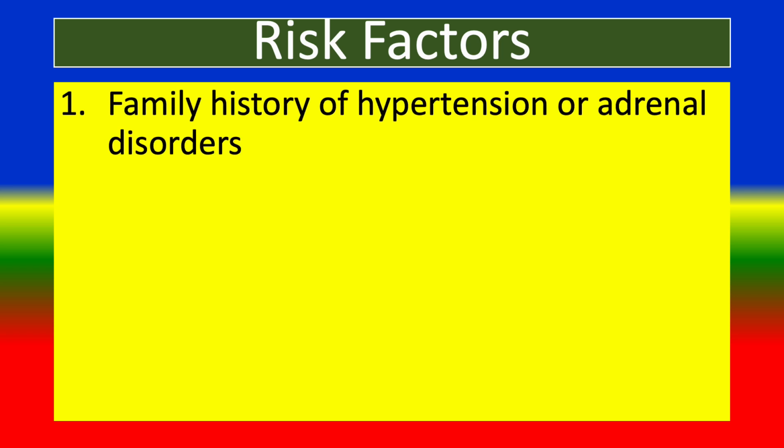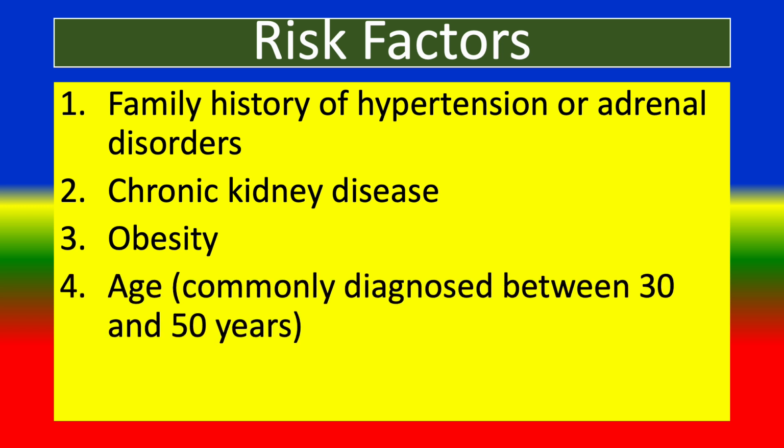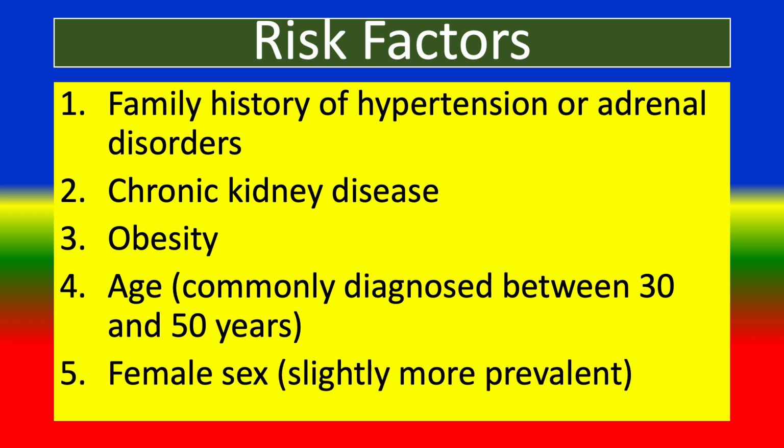Risk factors. 1. Family history of hypertension or adrenal disorder. 2. Chronic kidney disease. 3. Obesity. 4. Age, commonly diagnosed between 30 and 50 years. 5. Female sex, slightly more prevalent.